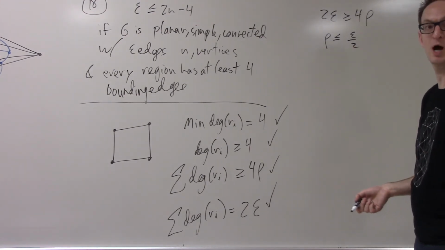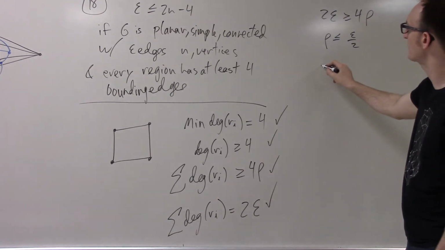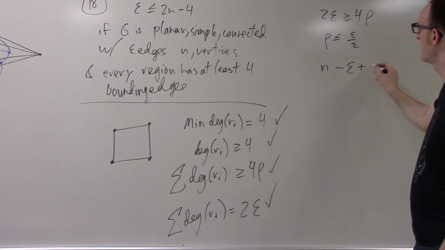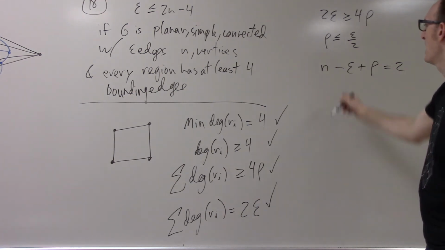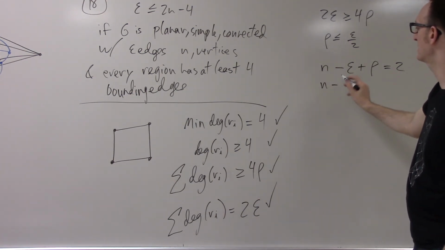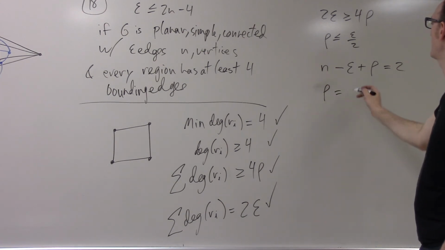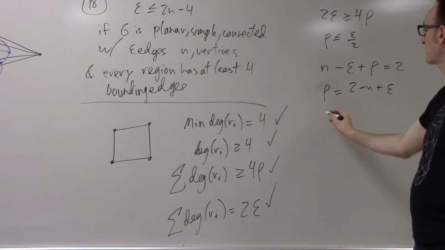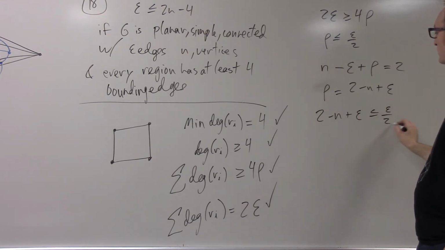Now we just throw it all into Euler's identity, which says that the number of vertices minus the number of edges plus the number of regions is 2 if it's simple, planar, and connected. Solving for rho, I get that rho is 2 minus n plus epsilon. And rho is less than or equal to epsilon over 2, so 2 minus n plus epsilon is less than or equal to epsilon over 2.